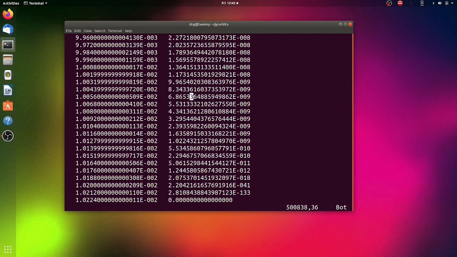Notice though, at a certain point, things really went downhill quickly. 10 to the minus 9s, 10 to the minus 10s, 10 to the minus 12, and then all of a sudden, 10 to the minus 18, 10 to the minus 41, 10 to the negative 133 power, and then literally 0.